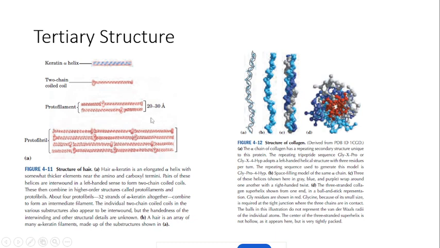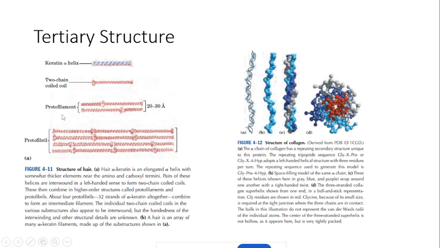The length will be 20 to 30 angstrom, and then multiple protofilaments will come and assemble to make a protofibril. So this is the tertiary structure of your hair keratin. That's why the normal nature of hair is curliness, because of this protofibril and this tertiary structure.